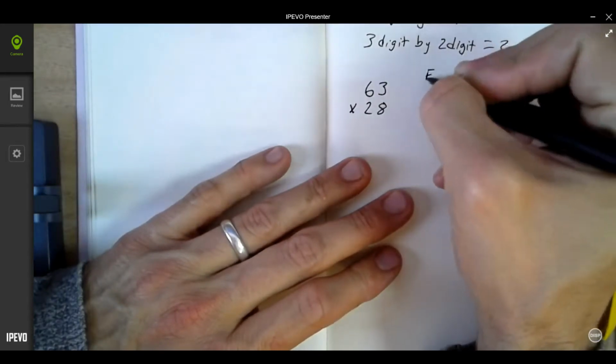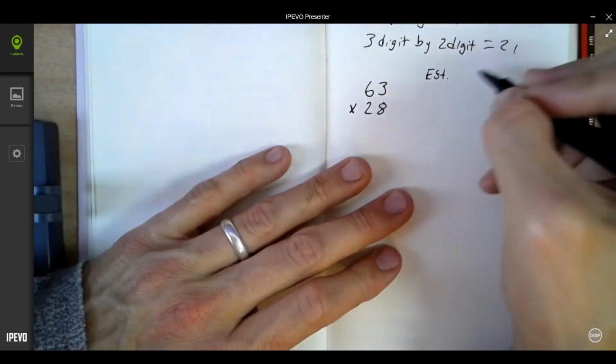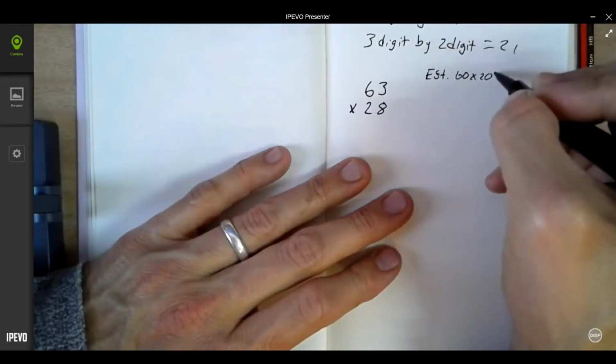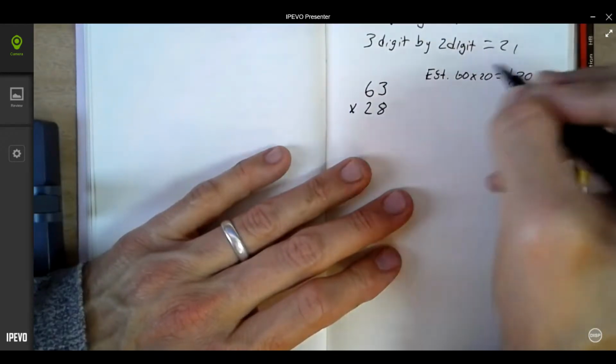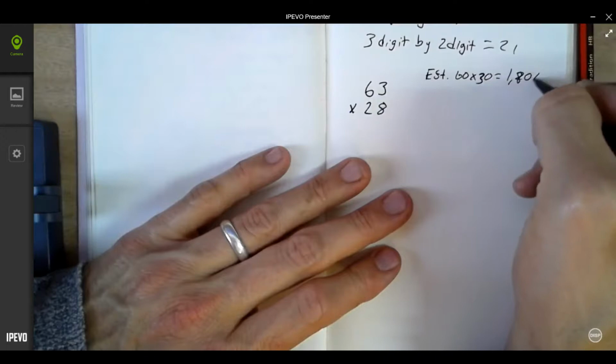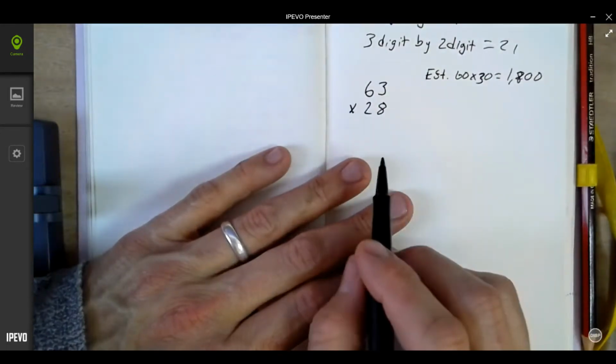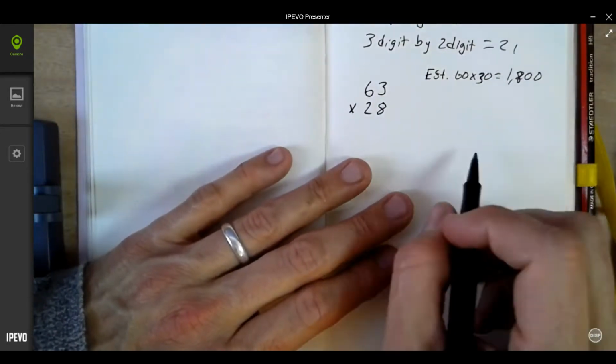So my estimate is 60 times 20, which is 1200. Oh no, 60 times 30, 1800. Much better estimate because 28 is closer to 30 than it is to 20. So my estimate is around 1800.